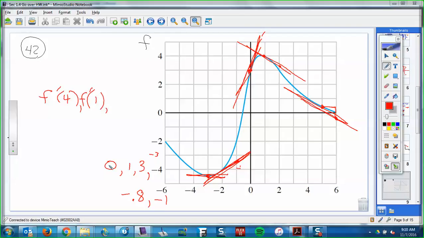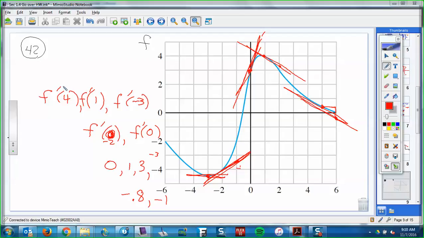Then this one, F prime of -3 was about 0, and then this one was about 1, so that'd be F prime at 0, and then what was this one? 3. Oh no, that was F prime of 0. This was F prime of -2, wasn't it? F prime of -2, and then the biggest one looks like it was at F prime of 0.